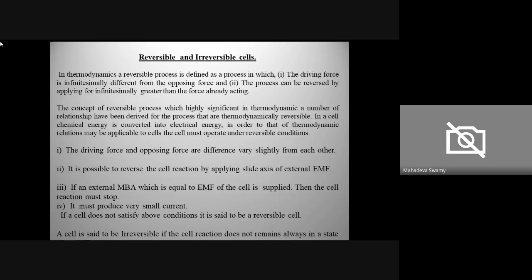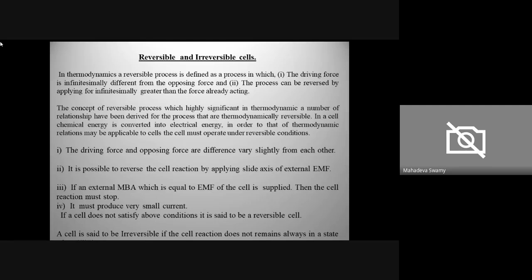The conditions: just see, for reversible and irreversible cells, what are the things there? In thermodynamics, we give more importance to these reversible cells. A reversible process is defined as a process in which, one, the driving force is infinitesimally different from the opposing force. Second, the process can be reversed by applying a force infinitesimally greater than the force already acting.